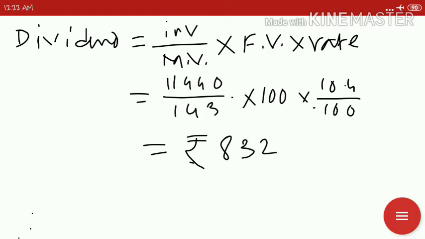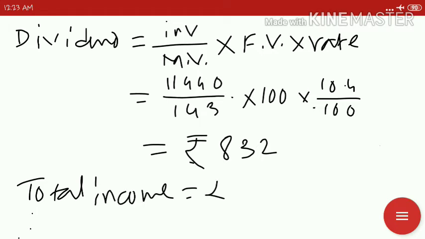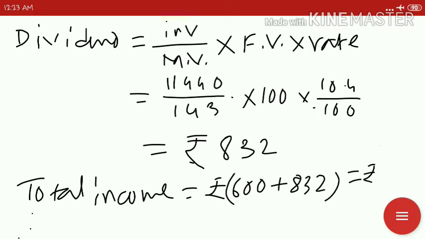Now the total income: in our first investment, he has got rupees 600, and now he has got rupees 832. By adding them, you can easily find out that it is rupees 1432. That is our answer. Now check it with your solution.